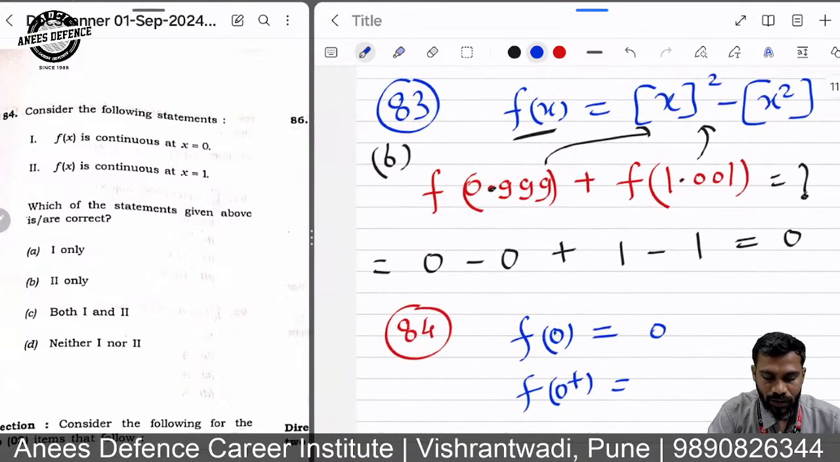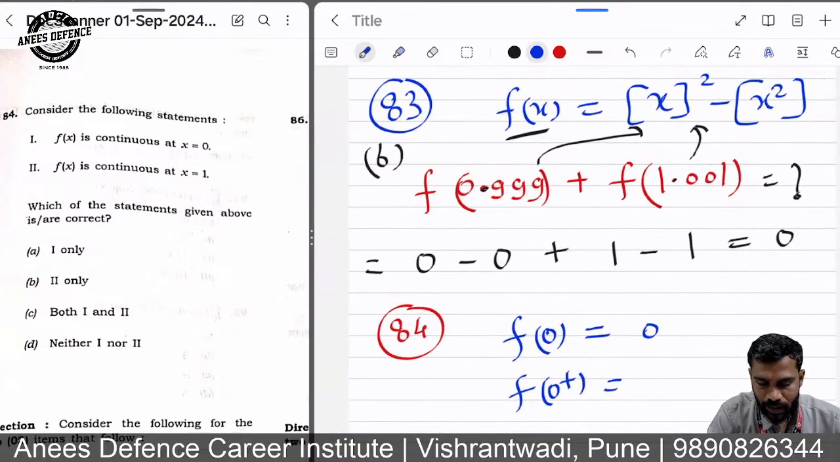Okay. Now, we need to find out 0 plus, RHL, right? At x is equal to 0. Now, 0 plus means let us take 0.1. Now, GIF of 0.1 is 0. So, here we will be getting 0 minus 0.1 whole square will be again less than 1. That will be 0. GIF will be 0. So, f of 0 plus we are getting 0.